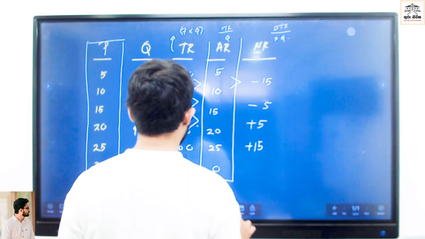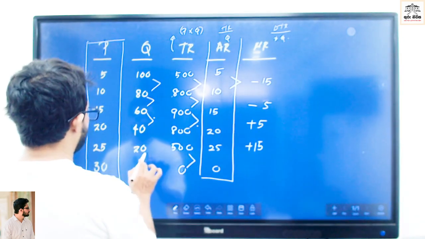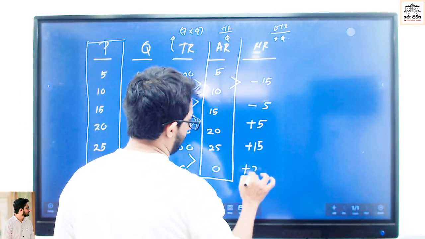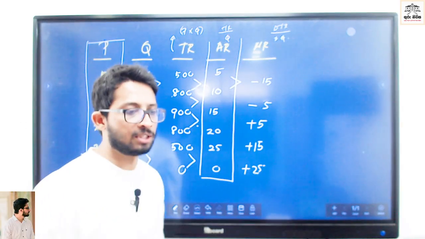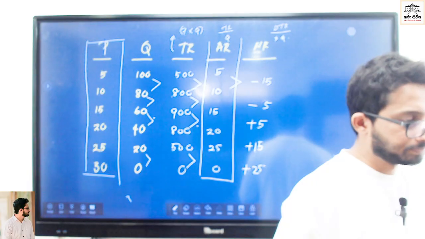Right, here the value should be, Buddha, how much? The change is 500. 500 over minus 20 means plus 25, right? Plus 25. Are you okay with these values, Deepna? MR, AR. Yes, sir. Okay.